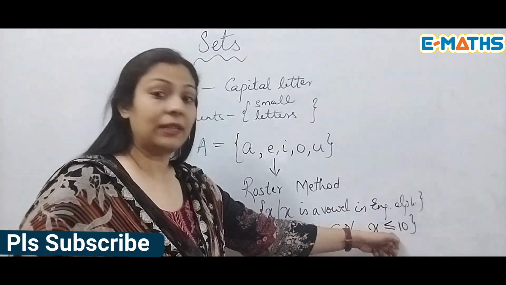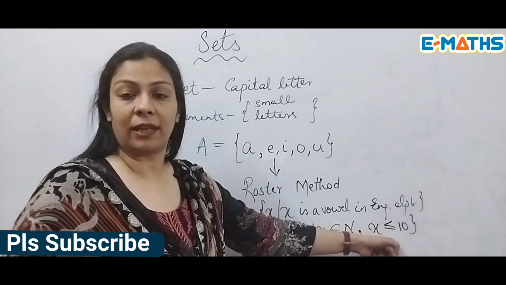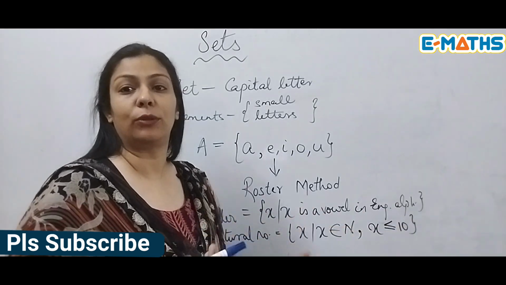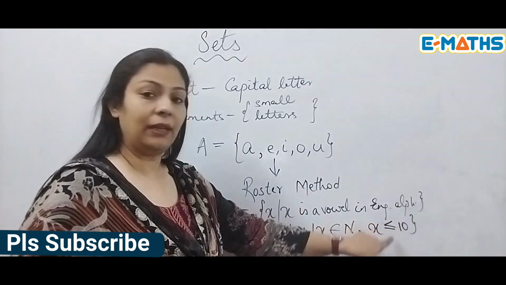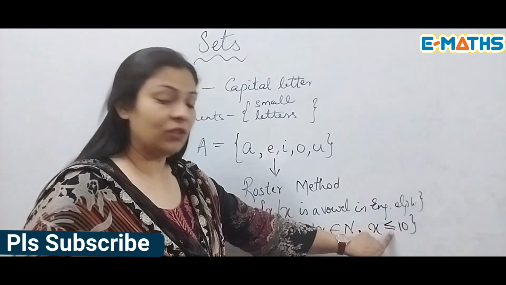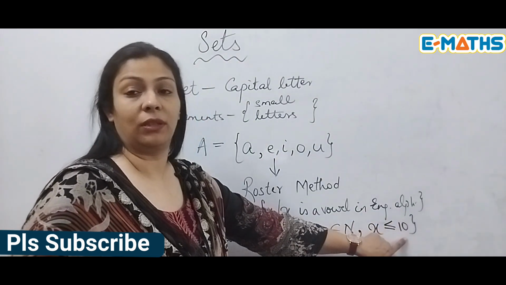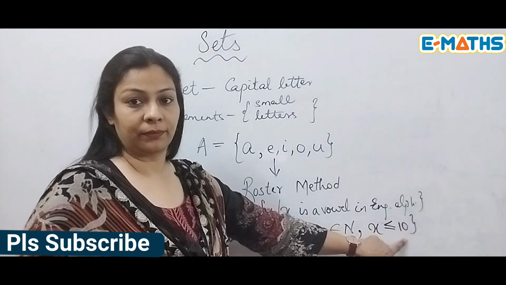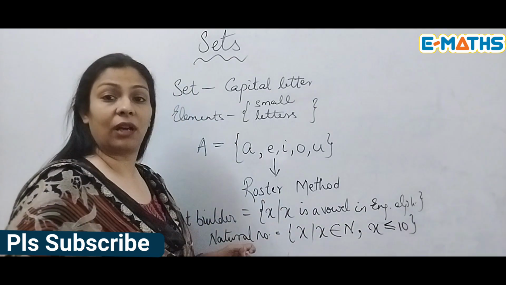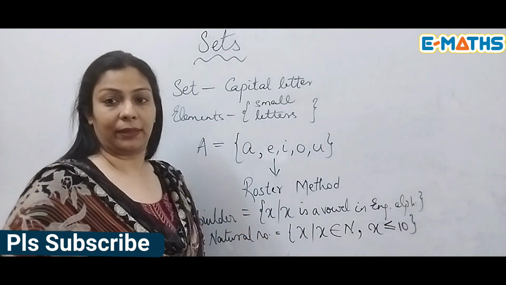It's important to read the sign clearly. If you are able to read the sign clearly, you can easily understand what you need to write. It's smaller than or equal to. Whenever this equal to is there, that means you have to include the number which is given to you. So this is how we write sets in different methods.